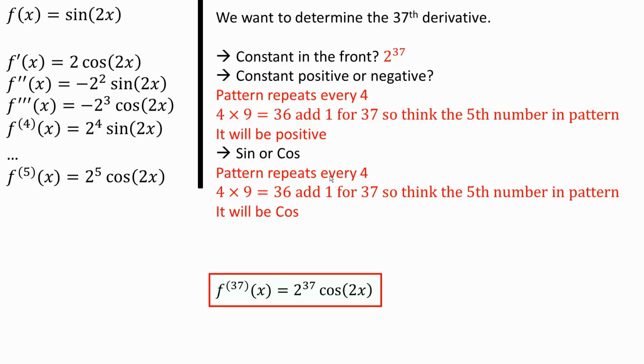And so now we have all the pieces. The 37th derivative will be 2 raised to 37 cosine of 2x. And that's all we need to do for this type of problem.